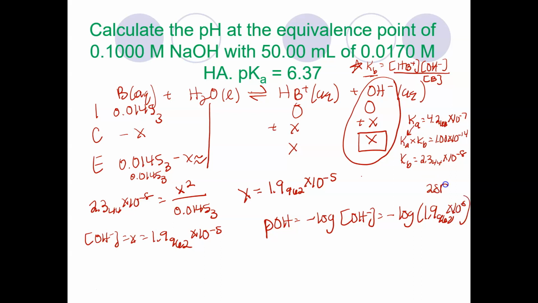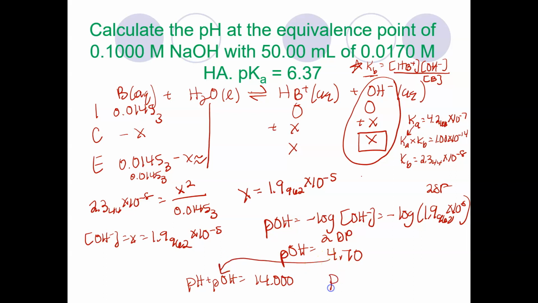This has 2 sig figs, so my pOH is going to have 2 decimal places. When I did this, I got 4.70. So then I'm going to say pH plus pOH equals 14.000. So I'm going to plug pOH right here, take 14 minus 4.70, and pH is 9.30. So that's my final answer for the pH.